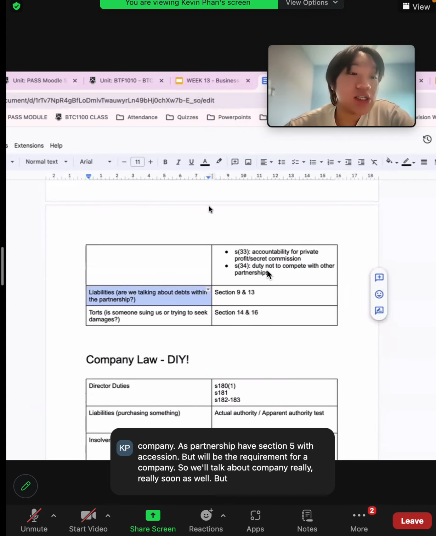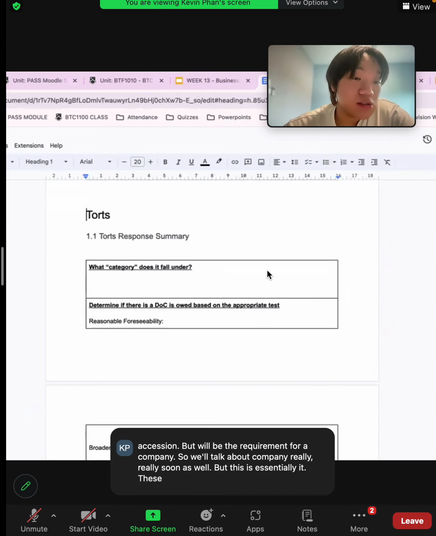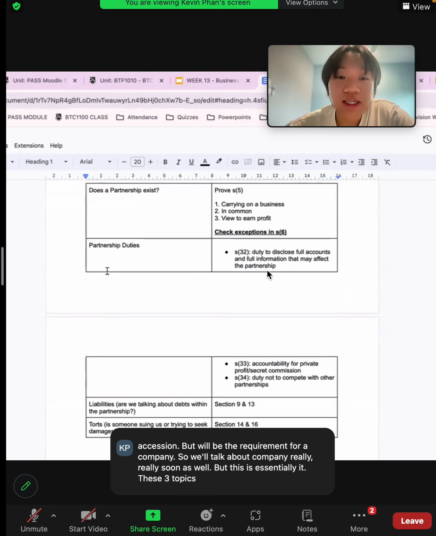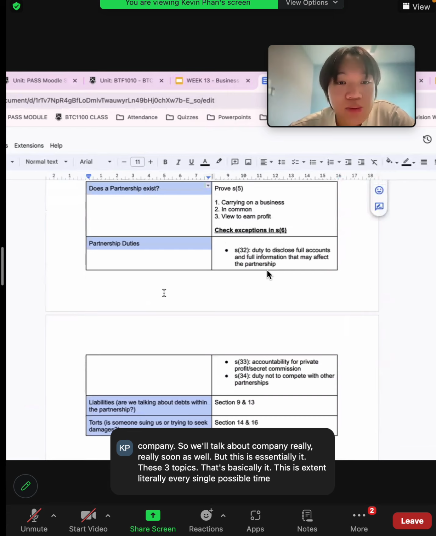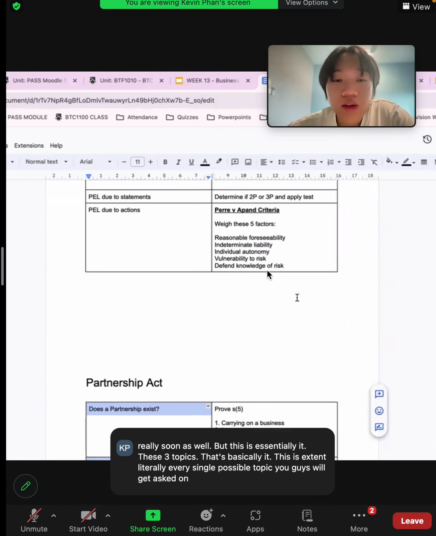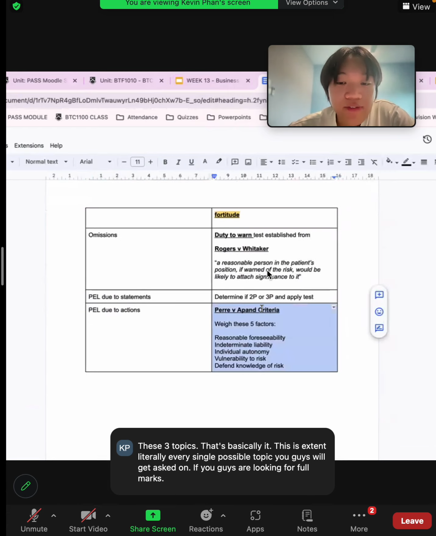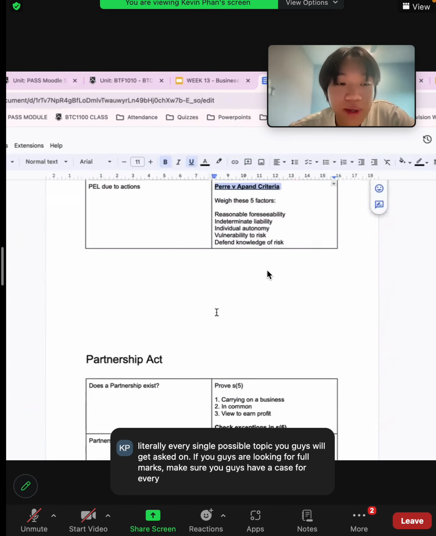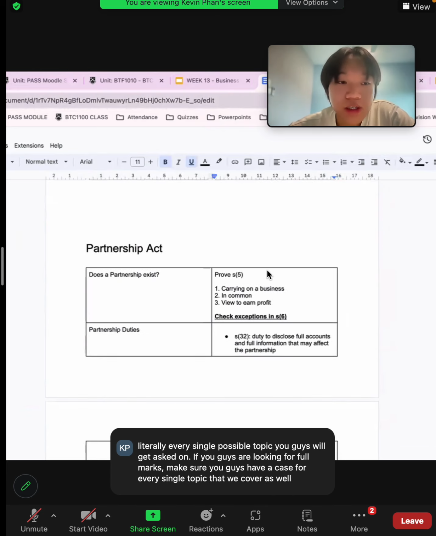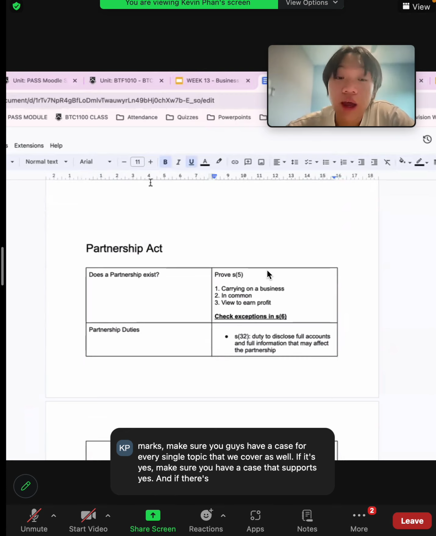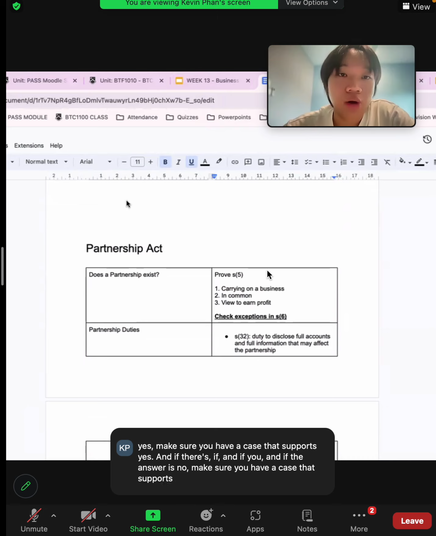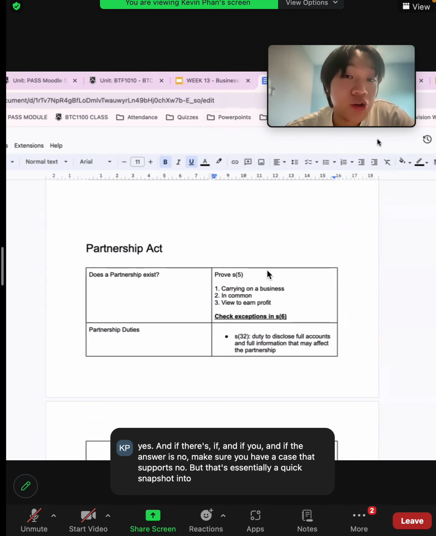But this is essentially it. These 3 topics, that's basically it. This is literally every single possible topic you will get asked on. If you're looking for full marks, make sure you have a case for every single topic that we cover. If the answer is yes, make sure you have a case that supports yes. And if the answer is no, make sure you have a case that supports no. But that's essentially a quick snapshot of this entire unit.